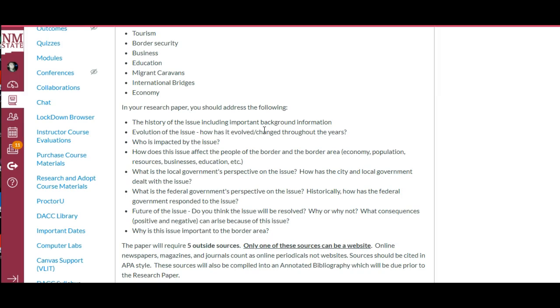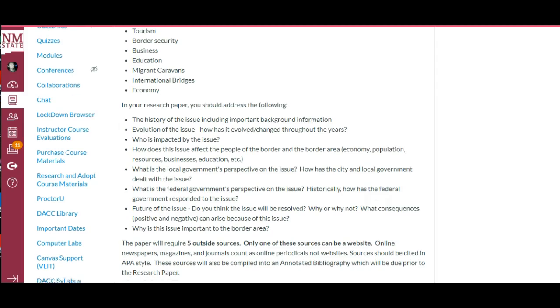Also, you want to address who is impacted by the issue. Obviously, it's easy to say, well, the entire border city is impacted. But for example, when it comes to education, education obviously impacts the kids the most, parents, but it also affects the cities when it comes to finding jobs, people leaving. It affects the universities, it affects the colleges. So you really want to think about who's impacted by the issue and how they are impacted.